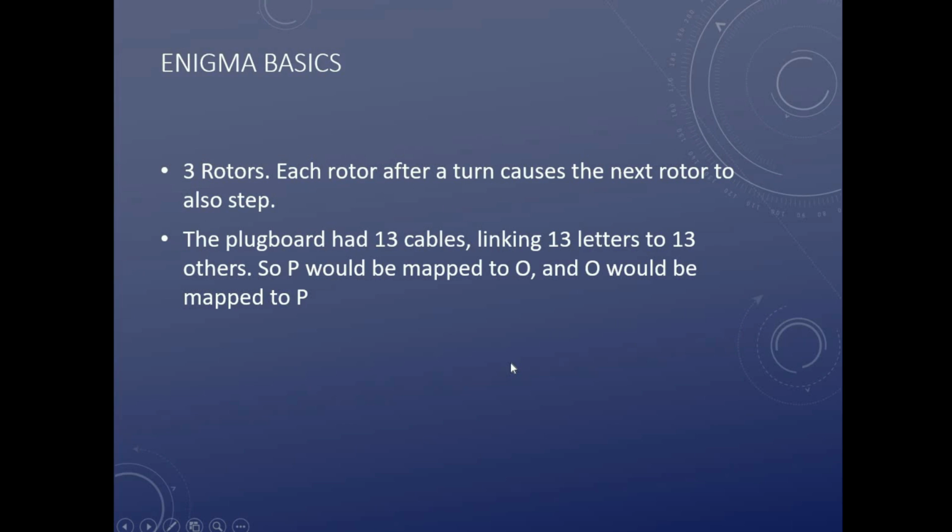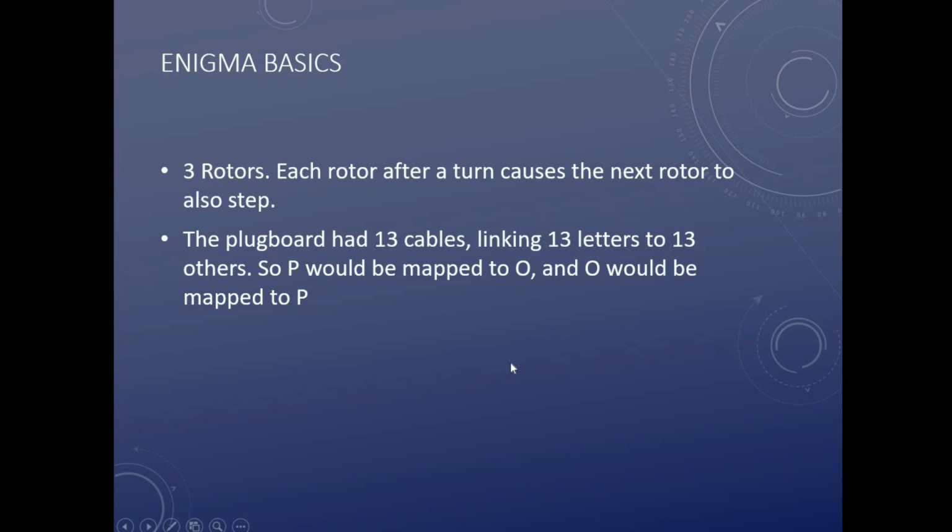So there's a couple of things to understand about Enigma. It looked like a typewriter, but inside of it there were 3 rotors. Each rotor could turn, and on these rotors was the alphabet, A through Z, but not in alphabetical order. Every key press would cause rotor number 1 to turn. When rotor number 1 finished a full revolution, it caused rotor number 2 to turn. When that completed a full revolution, it would cause rotor number 3 to turn.